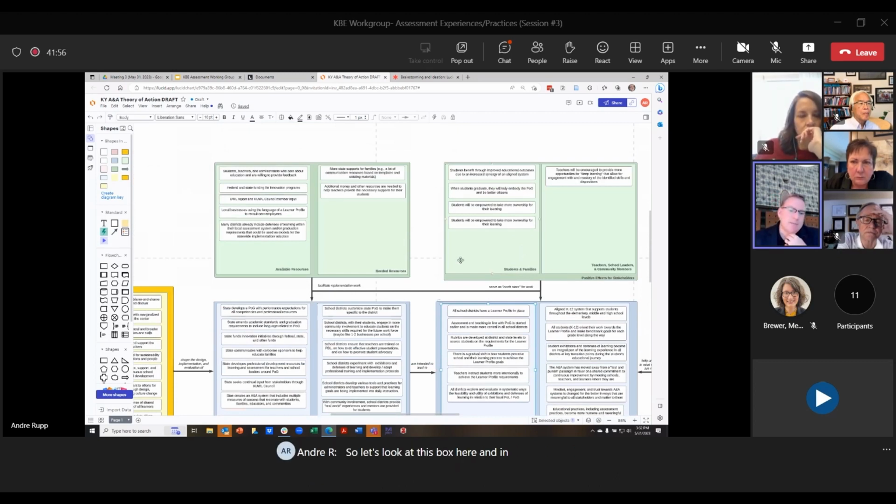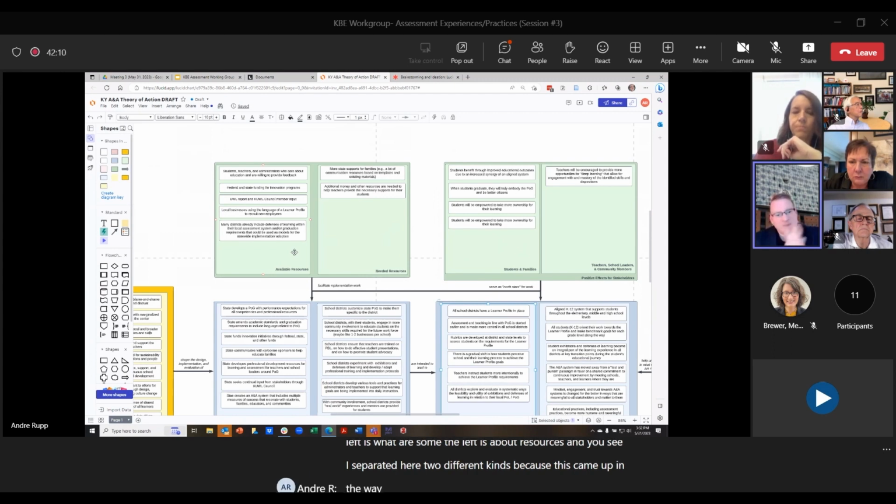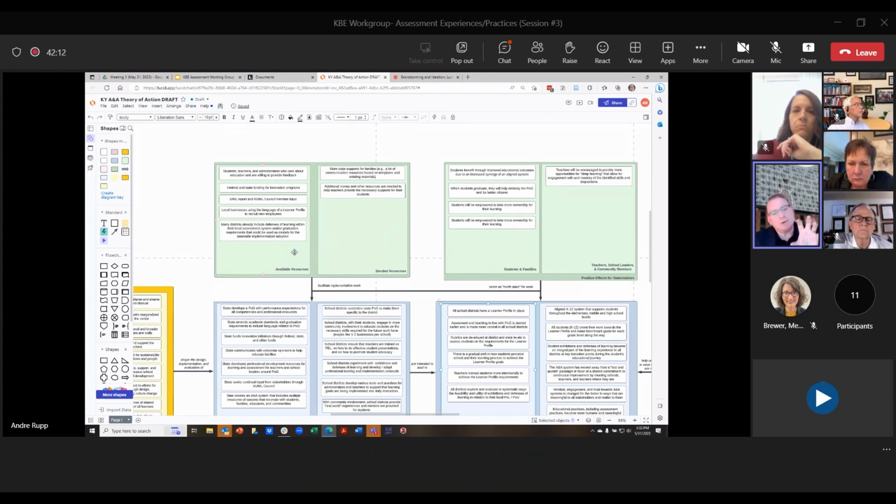And in fact, these are not quite the same, even though they're the green colors. On the left is about resources. And you see, I separated here 2 different kinds because this came up in the way some of you had written statements. So let's talk about resources that are already there that you can draw on.